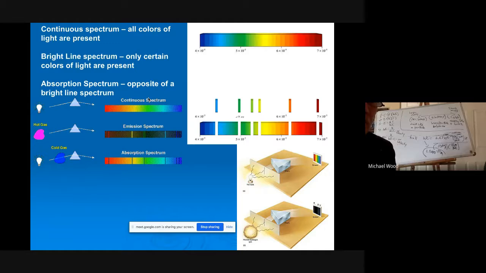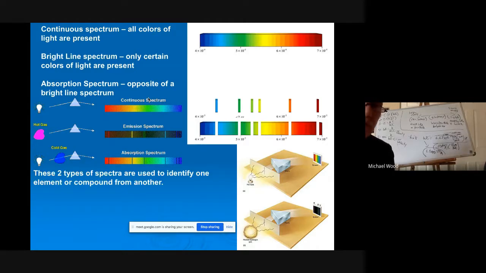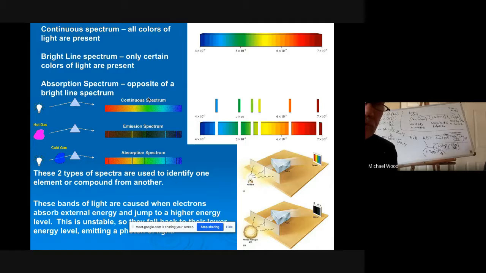The emission spectra is when you have a gas, and this is what we did in first year chem, and we did a little lab with it, and you were able to see only specific lines, and that's because only specific wavelengths were given off. That had to do with electrons going from higher energy states to lower and giving off energy. So I'll review this. And the absorption spectrum is the opposite of an emission spectrum. So all the colors appear except for the colors of the wavelengths that are given off. So these two types of spectra are used to identify one element or compound from another.